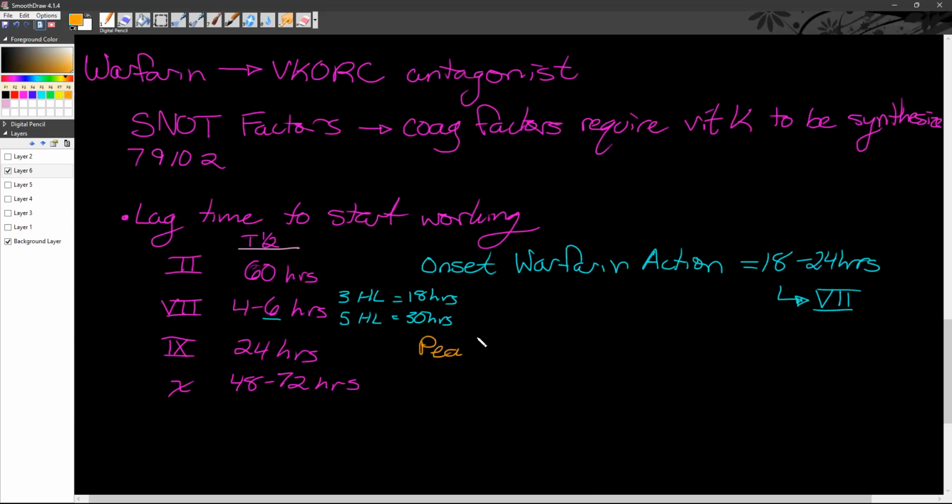In terms of peak warfarin action, so where we know that you are completely anticoagulated, we don't have to worry about you, that's going to depend on factor 2. And really where this is coming from is factor 2. So 3 half-lives would be about 180 hours, and 5 half-lives would be about, what would that be, 300 hours?